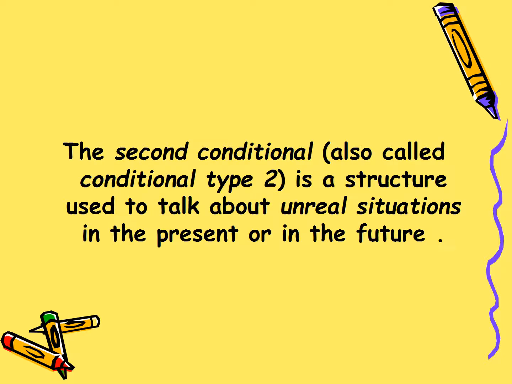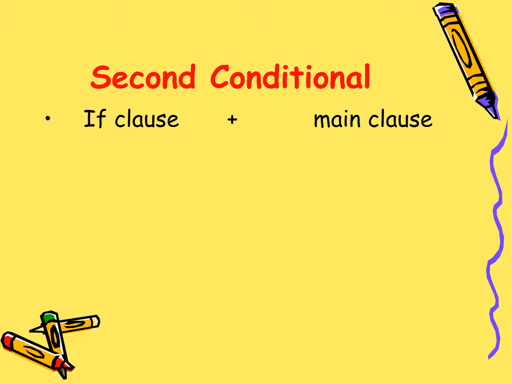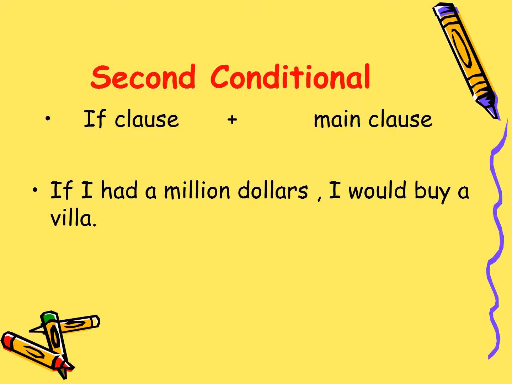The second conditional, also called conditional type 2, is a structure used to talk about unreal situations in the present or in the future. So we move now to the second conditional. In the second conditional, also, there are two clauses, if clause and the main clause. As an example, if I had $1 million, I would buy a villa.